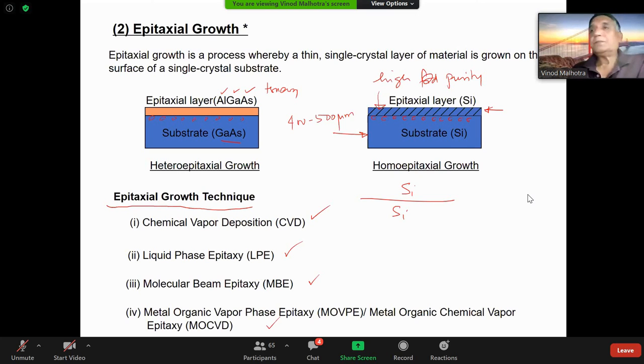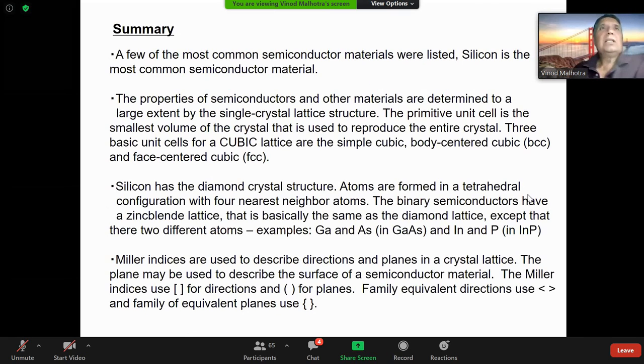Any questions? Worth reading, but this is starred, so I'm not going to ask you about these things. We talk about these things in later classes if you do take them. Okay. Summary, we are finishing chapter 1. Silicon is the most common. We already said that.